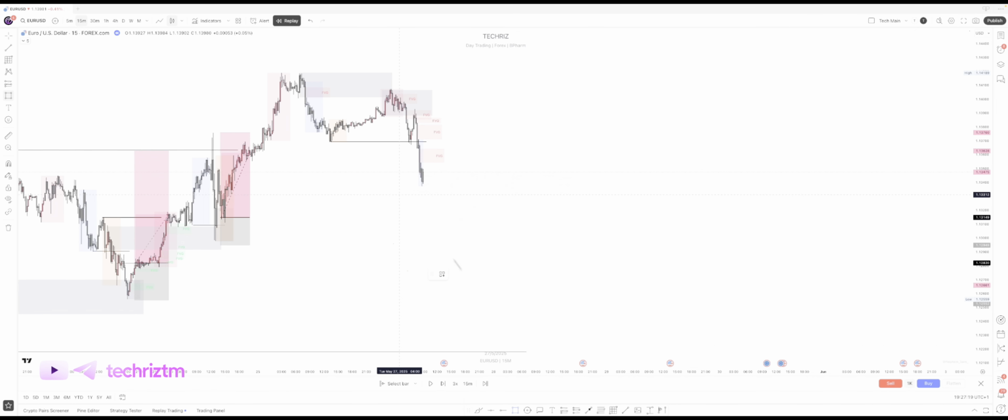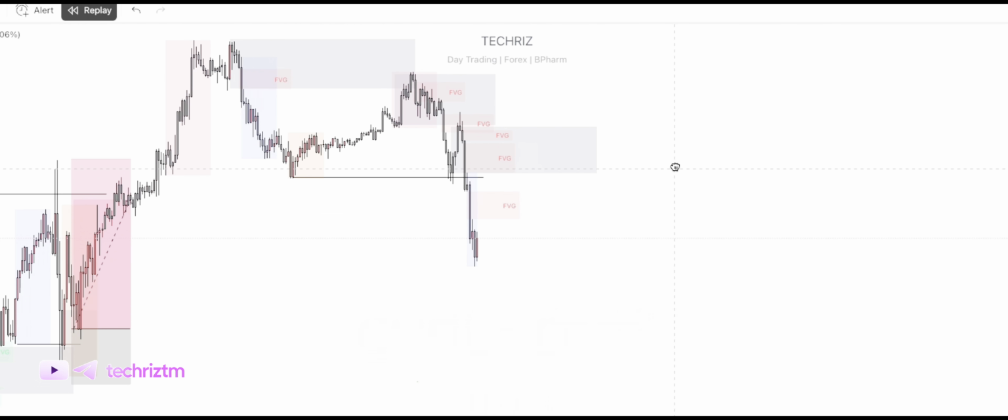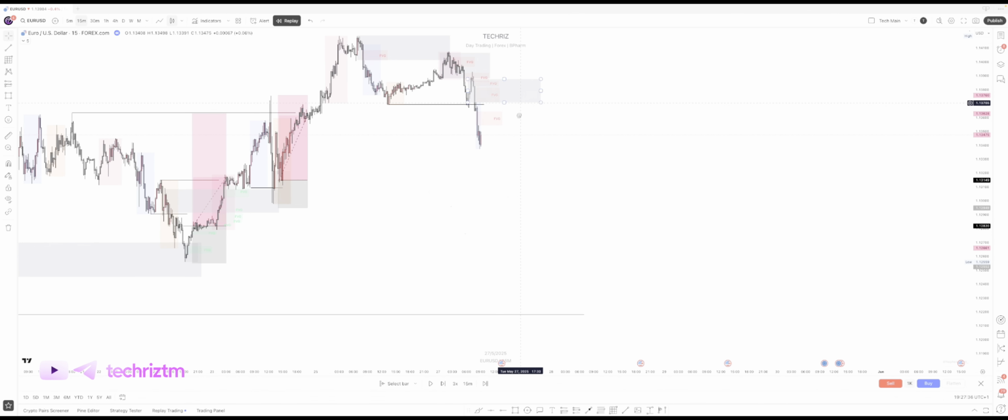Now, I would also want to see price. This is the fair value gap. This is the other block. This is a mitigation block here. So anything from here, I would also typically want to see price take out the London session high before we sell.